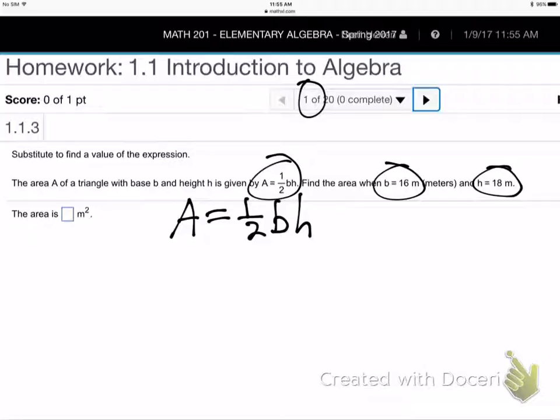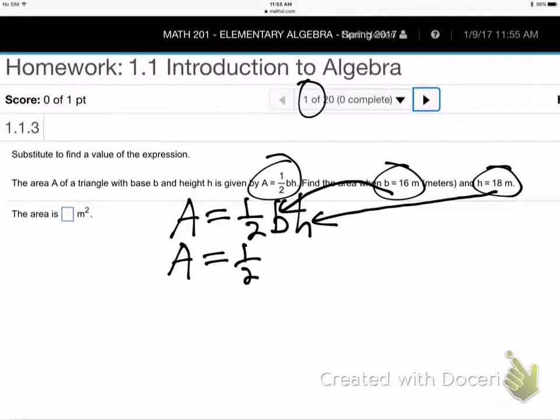All right, so how do we do that? What is it they want me to do here? Yeah, they want me to basically plug that B in there and plug that H in there. It's just a plug-in deal. Are you aware when you plug into math formulas, you want to put parentheses around the things you're plugging in? So let's do that. So A equals a half, the B is 16, and the H is 18.